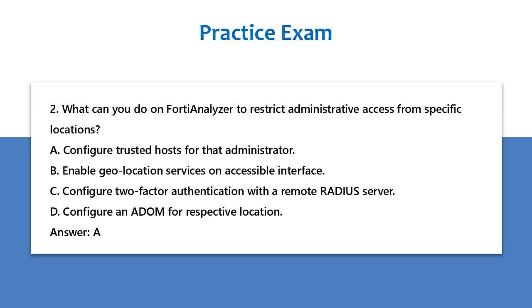2. What can you do on FortiAnalyzer to restrict administrative access from specific locations? A. Configure trusted hosts for that administrator. B. Enable geolocation services on accessible interface. C. Configure two-factor authentication with a remote RADIUS server. D. Configure an ADOM for respective location. Answer: A.